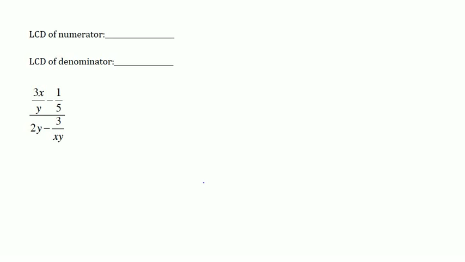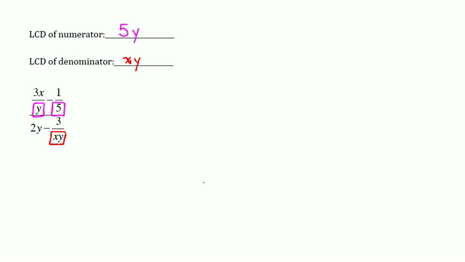We are going to simplify this rational expression using the method in which we find the LCD of the numerator and the LCD of the denominator separately. So first of all, looking at the numerator, I have y and 5 both in my denominators, and so my LCD of the numerator is going to be 5y. Next, looking at the denominator, I can see that the only denominator in the whole denominator of this complex rational expression is xy, and therefore xy is going to be the LCD of my denominator.